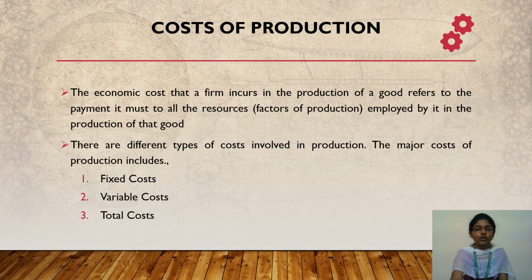Then we'll see about the cost of production. The economic cost that a firm incurs in the production of a good refers to the payment it must make to all the resources employed by it in the production of that good. This also includes three types of cost. One is fixed cost, second one is variable cost, and third one is total cost.